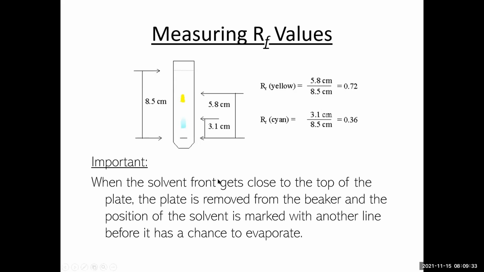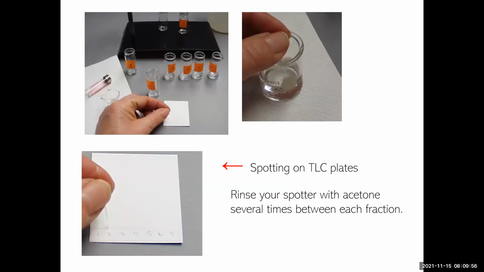So it's important to try to use a pencil to mark the solvent front when you take the plate out of the developing chamber in order to make sure you have this line, right, to be able to get this measurement to then be able to accurately measure the RF value. And the solvent will evaporate. You need to mark it before the solvent evaporates, immediately after the plate comes out of the developing chamber.